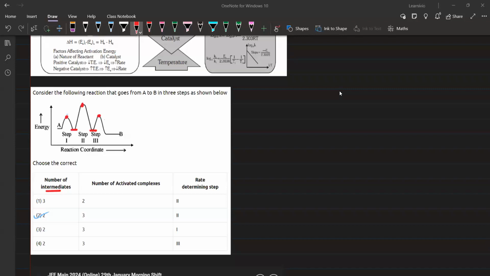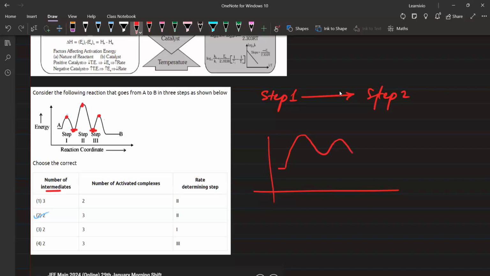What does intermediates mean? Between step 1 and step 2, whatever you are finding, that is going to be your intermediate. So whenever you have these lower points which are not reactant or product, that will be your intermediate. And also intermediates are formed only because they are stable. So I don't know whether you have learned it or not, but for SN1, the graph is like this. So this is the first step where the carbocation is formed. Then there is an intermediate. This intermediate is also a reactant, no?